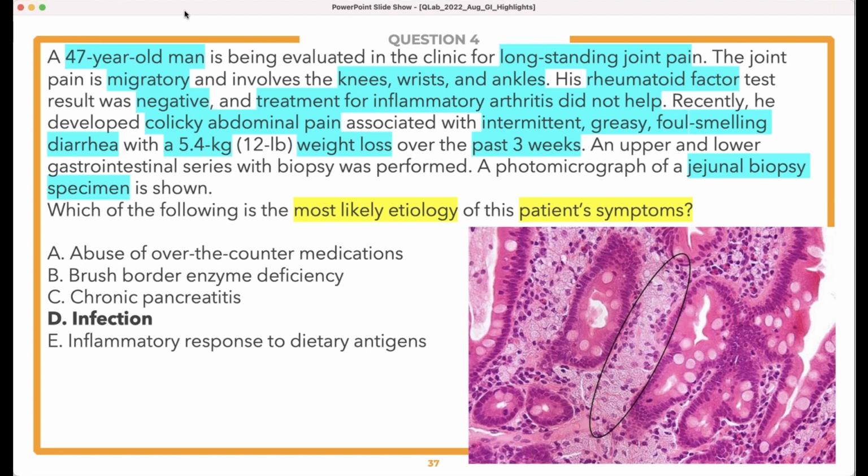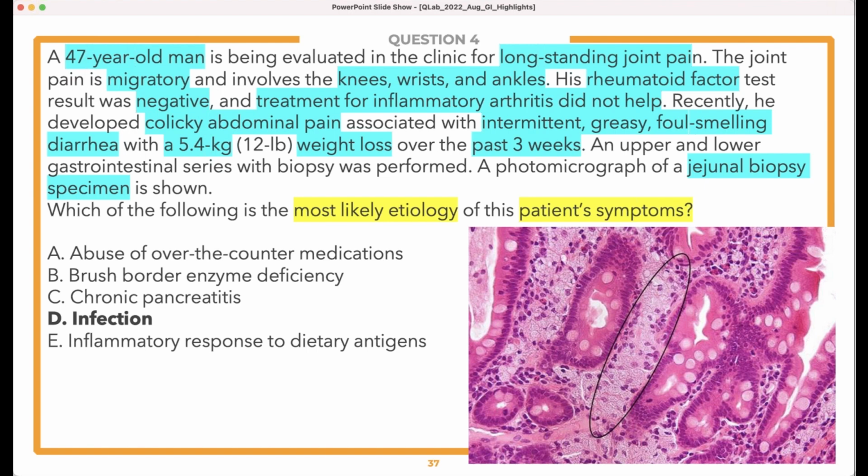Answer choice C, chronic pancreatitis. That would be like our last patient, if the patient had a lot of bouts of pancreatitis, which this patient does not have. Answer choice B, brush border enzyme deficiency, that would be if the patient had, let's say, lactase deficiency and was unable to tolerate dairy. Not what we're told in the vignette, and also wouldn't explain the joint pain.